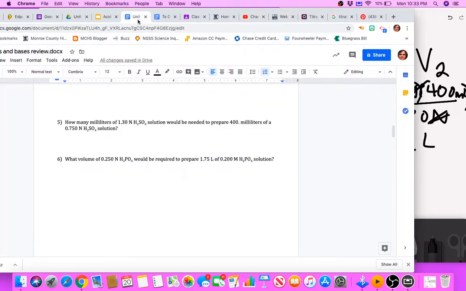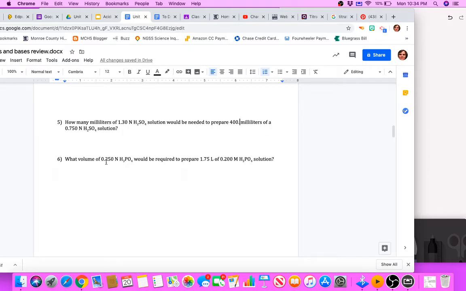Okay, let's look at one more. I'm having you do these because you're going to have to do something similar on your test that you'll be working on Thursday and Friday. That's the reason I'm going over this with you, because I want to be sure you can do this on your test. So, one more dilution problem before we go on to titration.